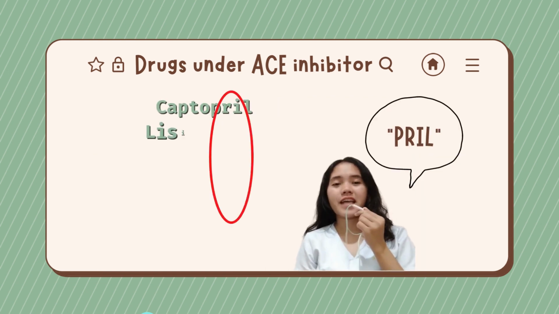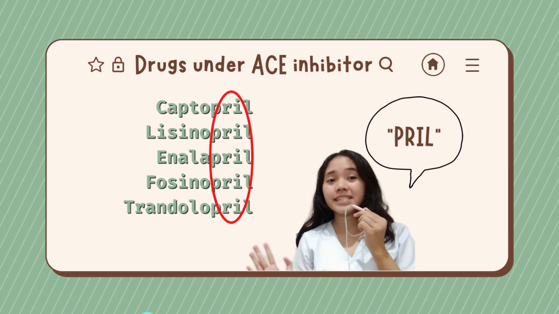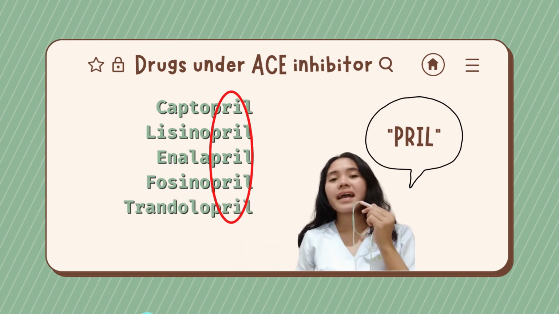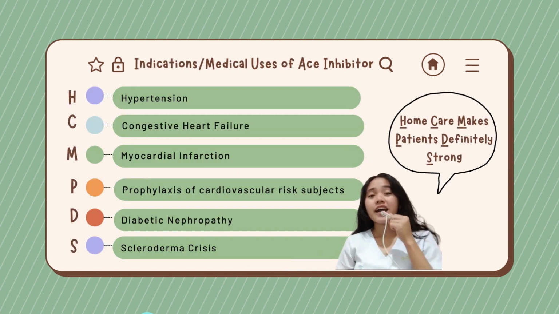An easy way to recognize an ACE inhibitor is that all of them end with the word pril. Again, ACE inhibitors are pril-ending medications.